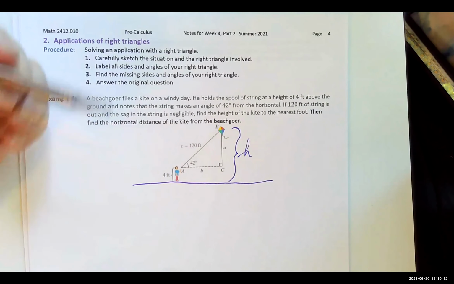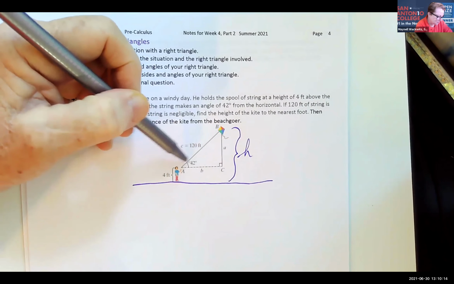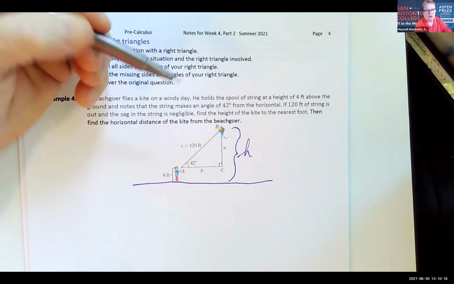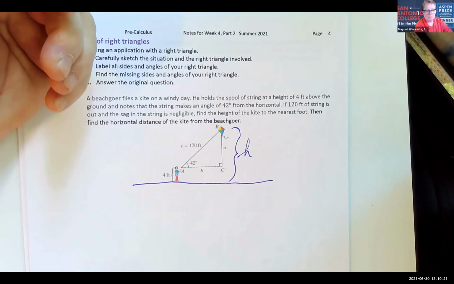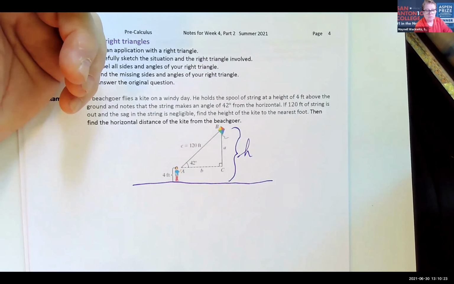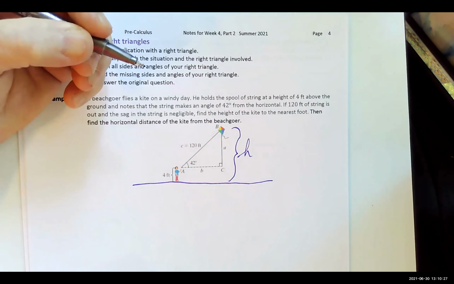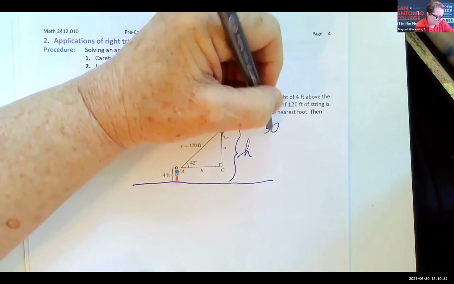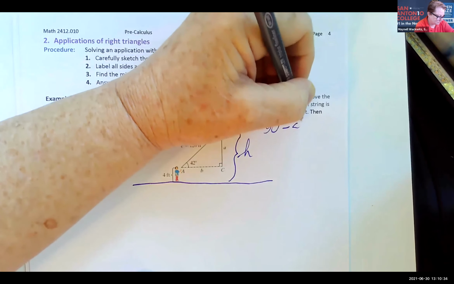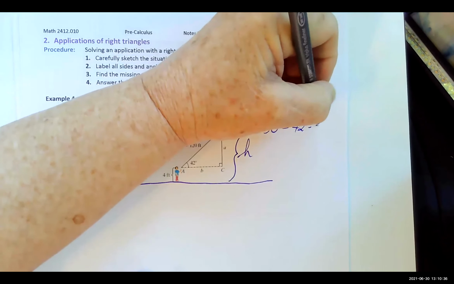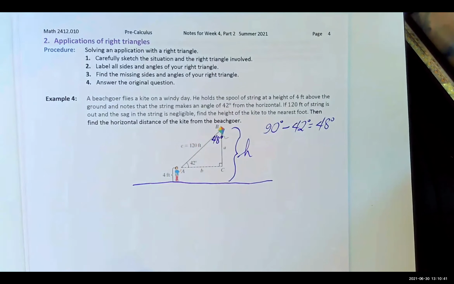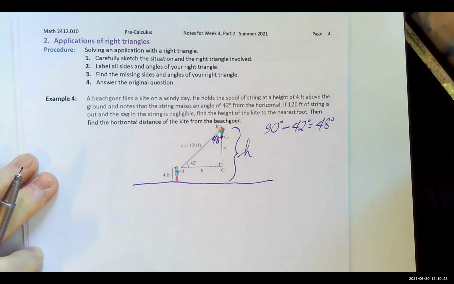What can we use if we know the angle, the lower right angle is 42 degrees, and we know the hypotenuse is 120 feet? You can find the other angle first. Okay, what is the other angle? 48. Good. Now what?